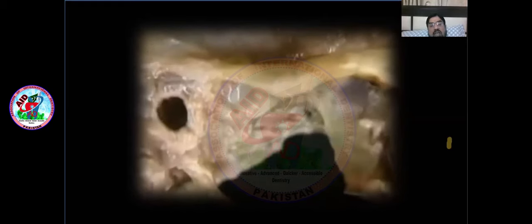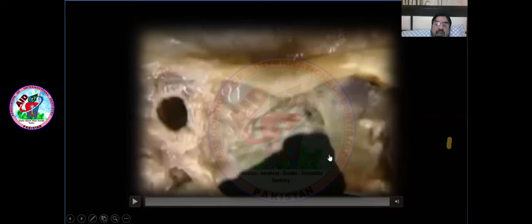Looking at this area closely, you see that on the outer surface there is the end of the zygomatic arch. On the posterior surface there is the external acoustic meatus, and on the medial surface there are different bones lying here.